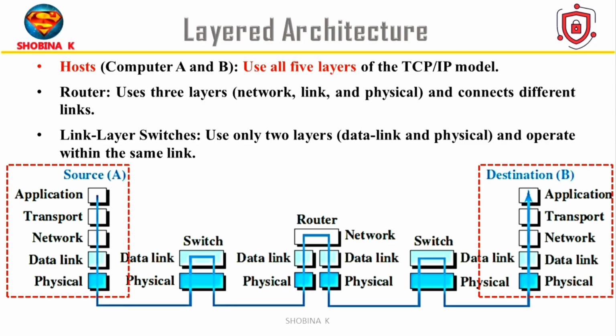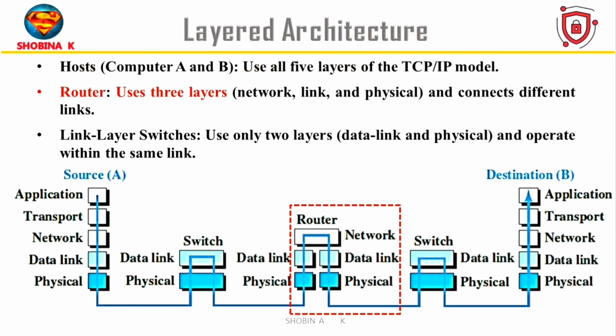The source host creates a message in the application layer and sends it down through the layers to reach the destination host. The destination host receives the message at the physical layer and processes it through the layers up to the application layer. The router only uses 3 layers because it does not handle transport or application layers when routing. It operates at the network layer and connects to multiple link and physical layers depending on how many links it has. Each link may use different protocols.